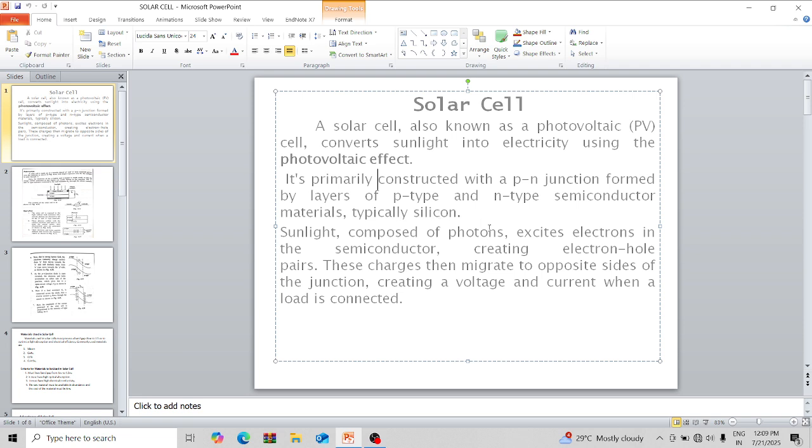Sunlight composed of photons excites electrons in the semiconductor, creating electron-hole pairs. These charges then migrate to opposite sides of the junction, creating a voltage and current when a load is connected.